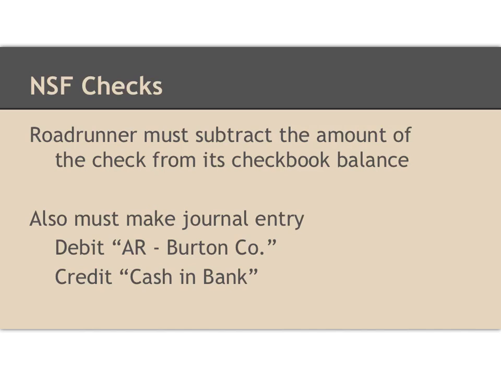I think by now you're probably familiar with how that would be noted and where that would be noted on the check stub. And as far as the journal entry, you would be creating or adding to an accounts receivable account for Burton by debiting accounts receivable Burton Company for the amount of the NSF check, and you would credit cash and bank because you are out the money that you thought that Burton had paid to you.